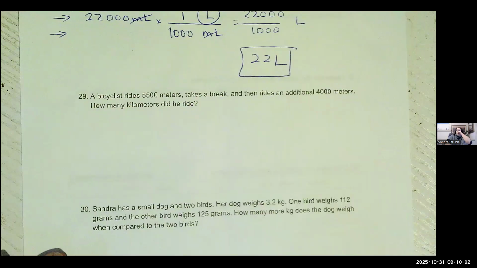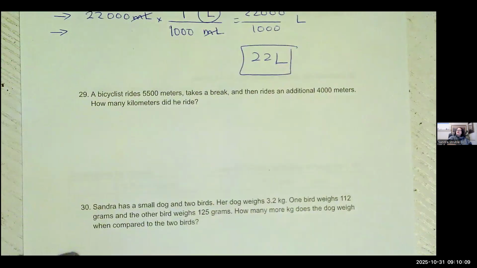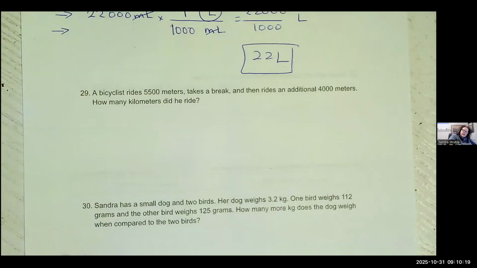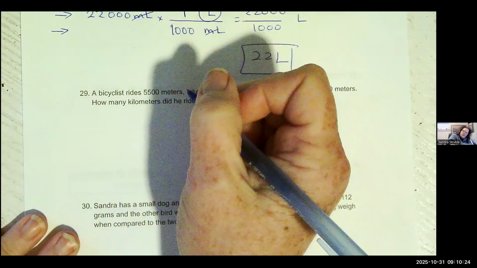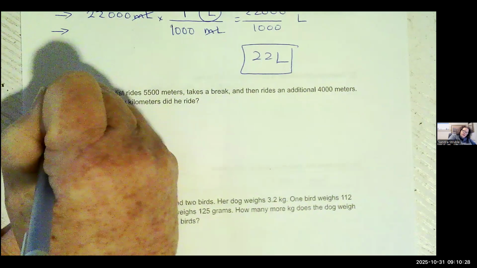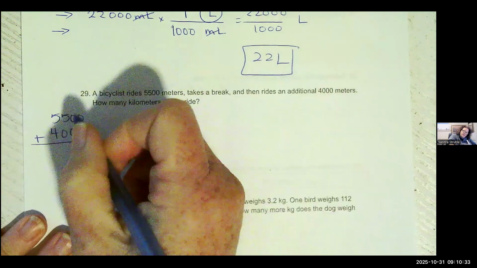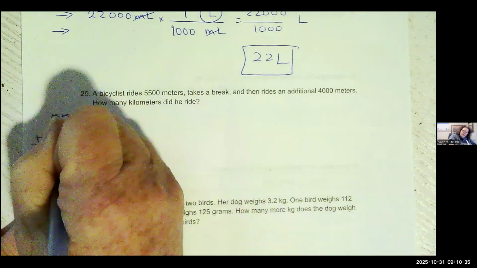A bicyclist rides 5,500 meters, takes a break, then rides an additional 4,000 meters. How many kilometers did he ride? Well, let's add up the two amounts that he rode in meters. It's easier than converting both and then adding. So 5,500, and that's the problem solving part. The total meters he rode was 9,500. So he rode 9,500 meters.